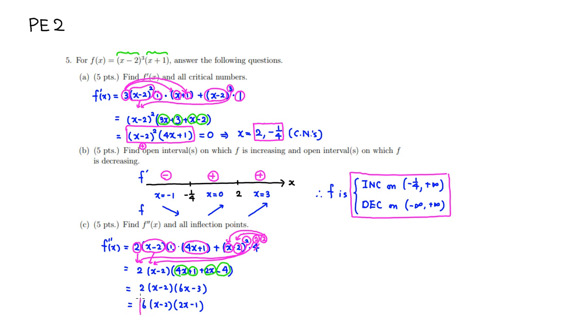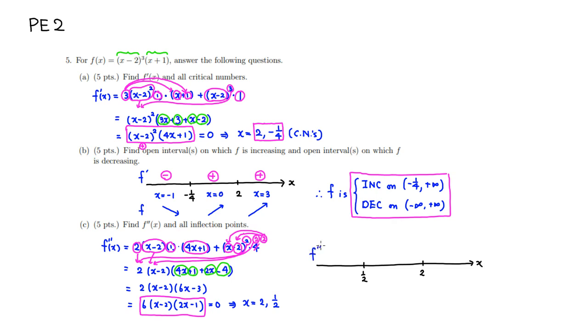And then we want to find the inflection points. What you do is similar to critical numbers. We set this equal to 0. Then set x minus 2 equal to 0, so x equals 2. And set 2x minus 1 equal to 0, so you have 1/2. Then we're going to do a number line here. We put tick marks at 1/2 and also 2. And we have to make sure that there is a concavity change.